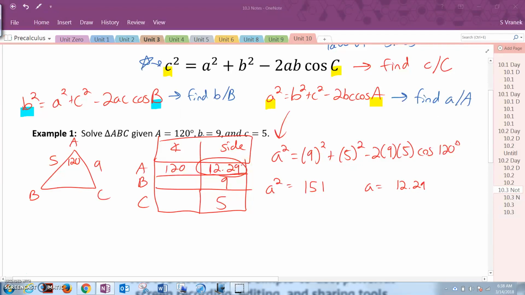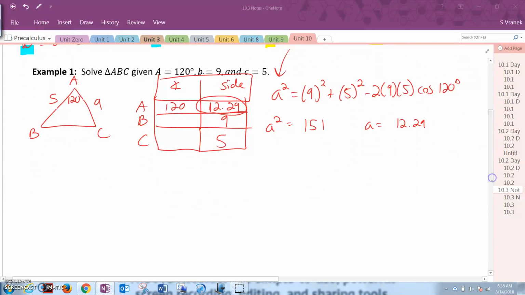Now we need to find an angle. And you can find either angle B or C. I'll find angle B. So for angle B, we're going to use the setup where it's B squared, so 9 squared, equals A squared plus C squared minus 2 times that number A and C cosine of big B. So now we don't know what that is.